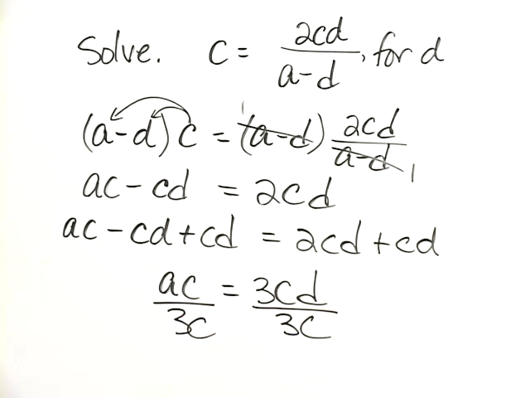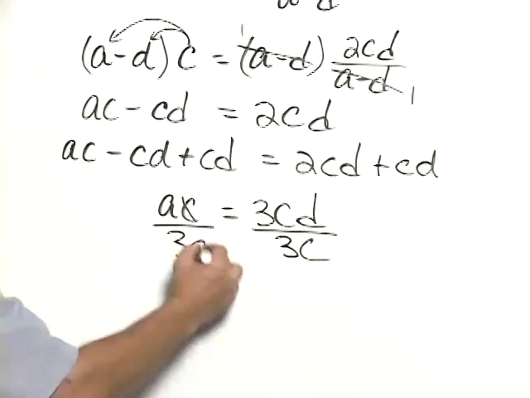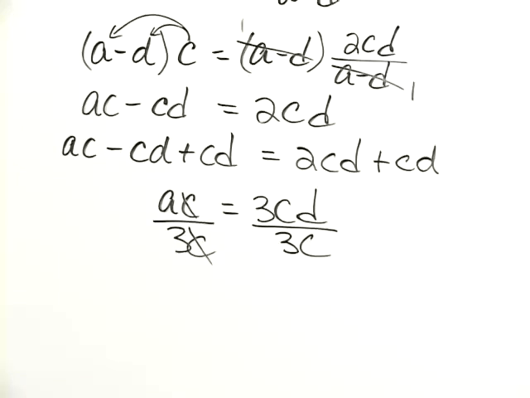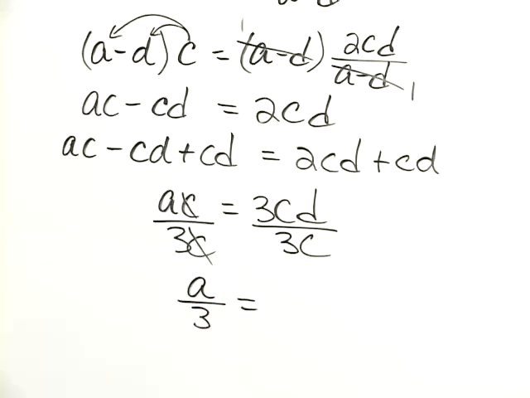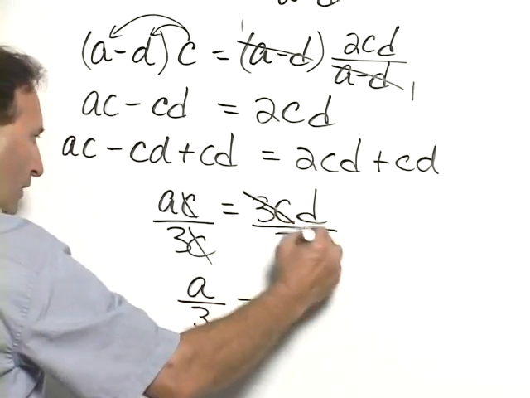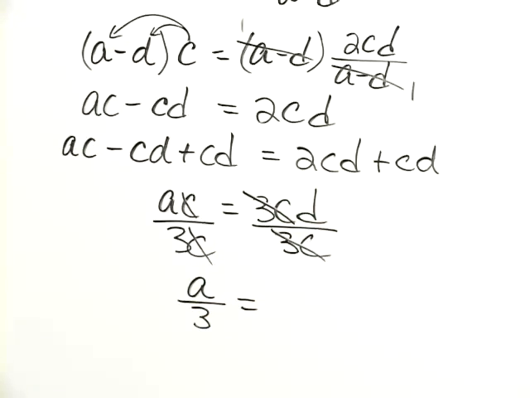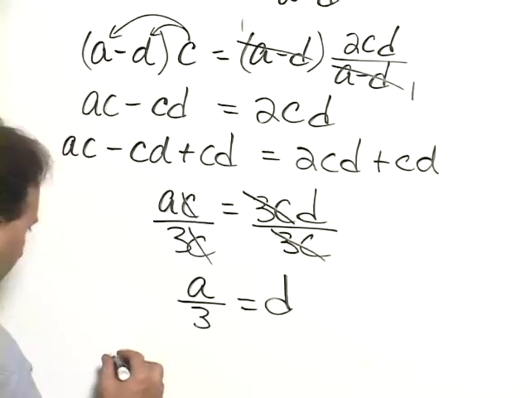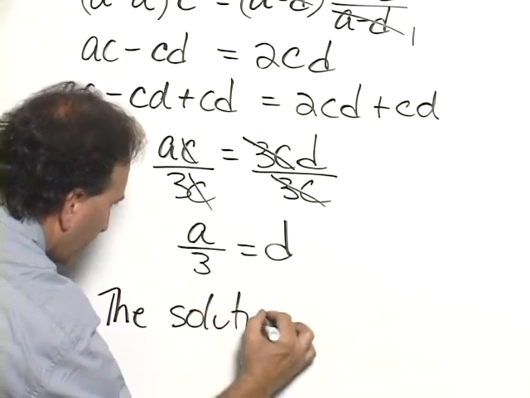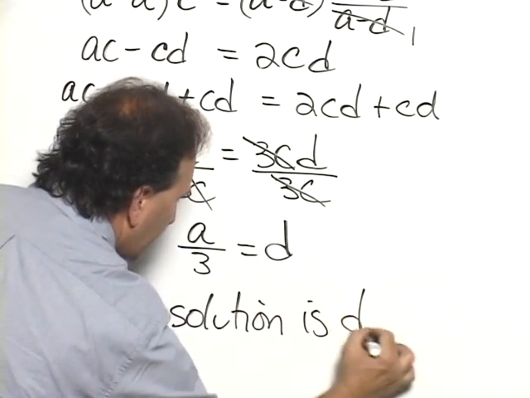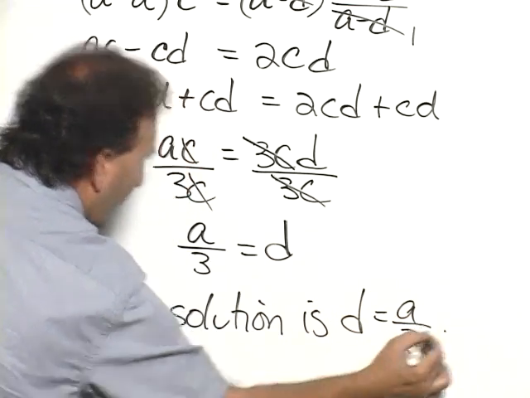Dividing both sides by 3c, on the left-hand side, we can see that the c divided by c is 1. So we have a over 3 is equal to, and of course, 3c divided by 3c is equal to 1, and therefore a over 3 is equal to d. So the solution is d equals a over 3.